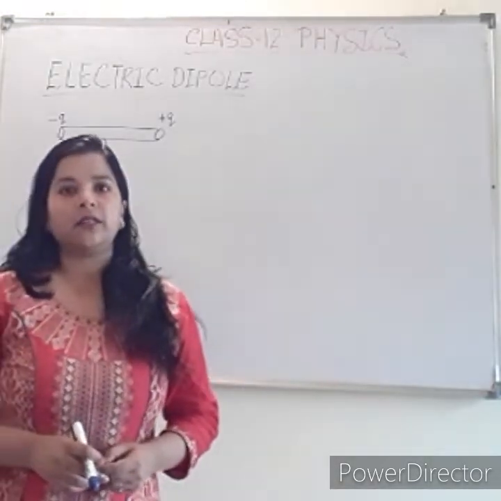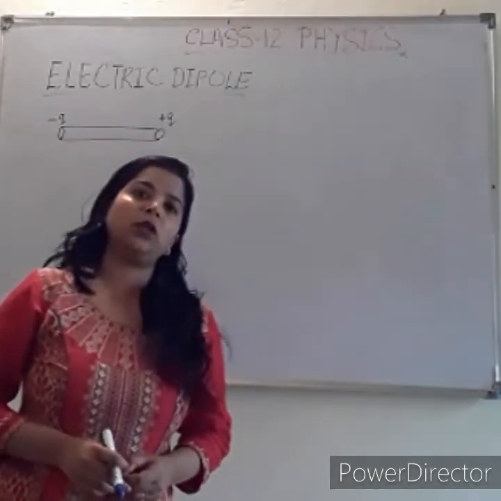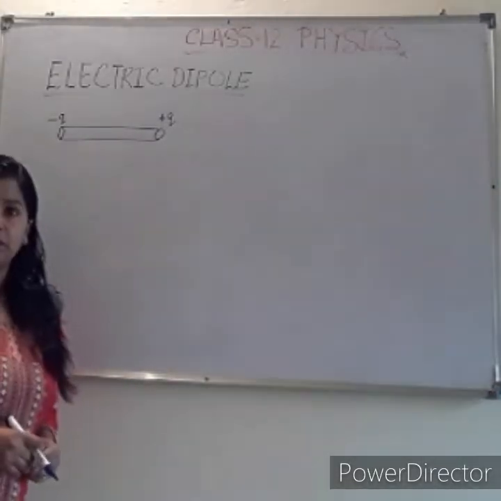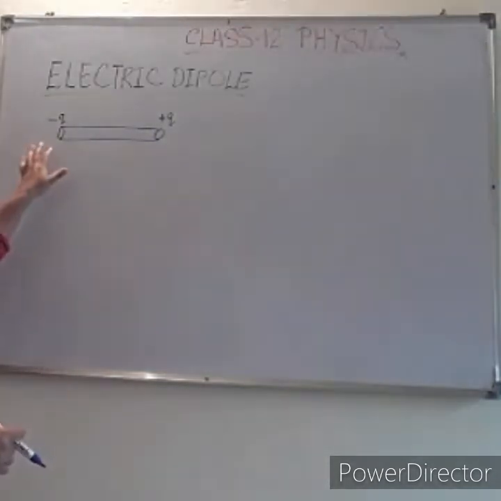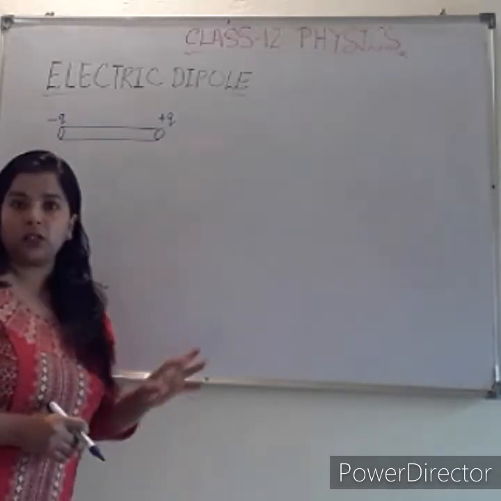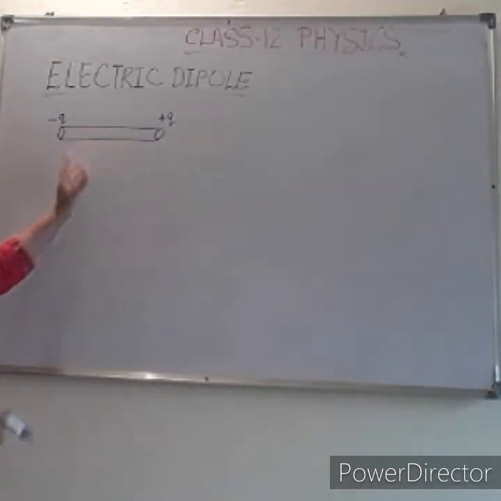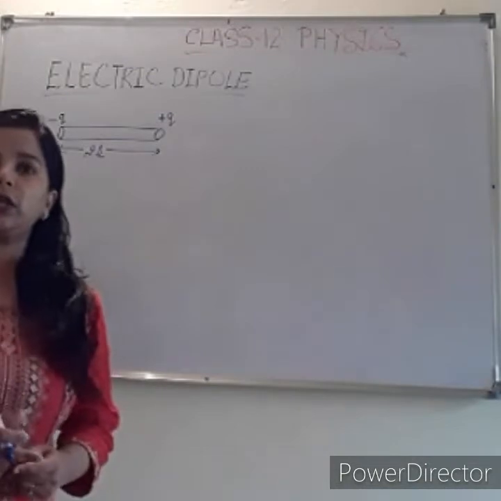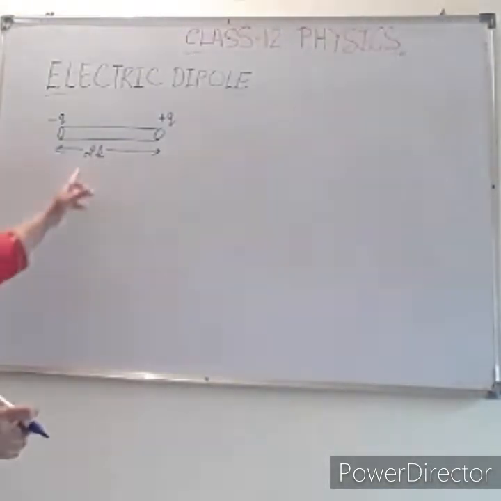Today we will start a new topic, that is electric dipole. It is one of the most important topics of chapter 1. So here I have made one figure. This is minus q charge, this is plus q charge, and they are placed at some distance. Let this distance be 2L. I will tell you later on what is the purpose of taking 2L.